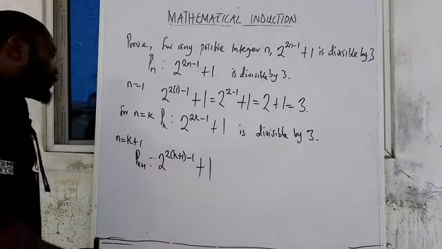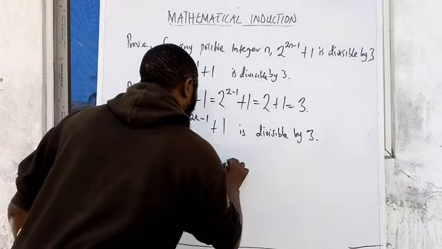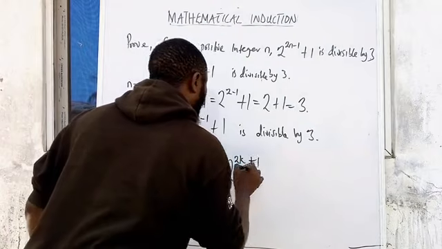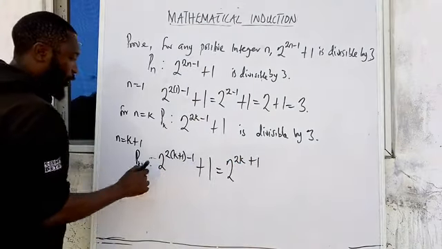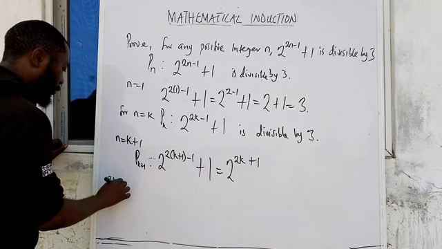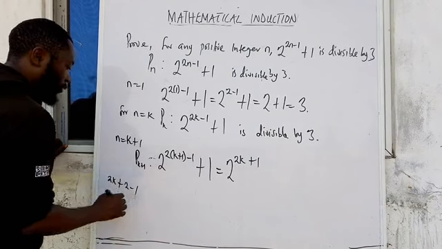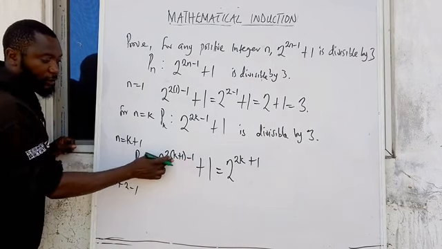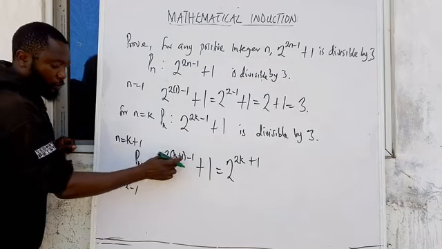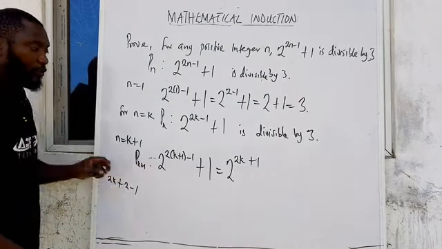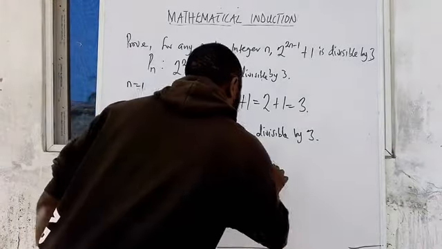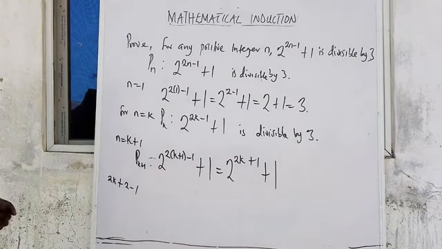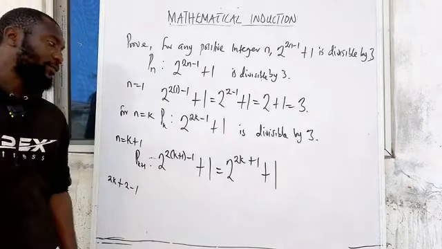Let's simplify this. We have 2 raised to the power of 2k plus 1. When you open this bracket, you have 2k, 2 times 1, 2, minus 1. This is what you're going to have as the index. 2 minus 1 is 1, and that's why you have this. Then plus 1. Now, this is what we have.